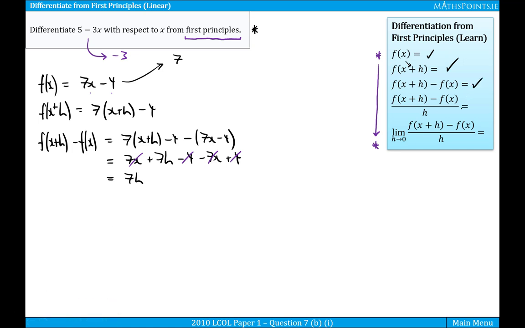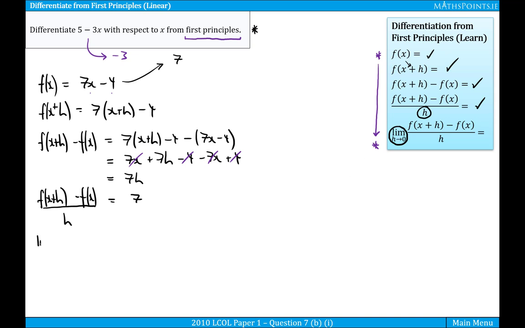That's that step. The next step says now divide every term in the question by h. So the f of x plus h minus f of x, which is what we've written down, we're going to divide any of those terms by h. So 7h divided by h is 7. And then that's that step done. And then the final step says that if there's any h's left, just make them 0.